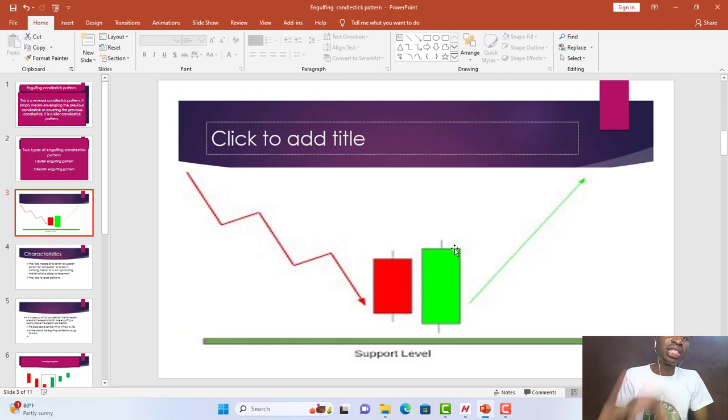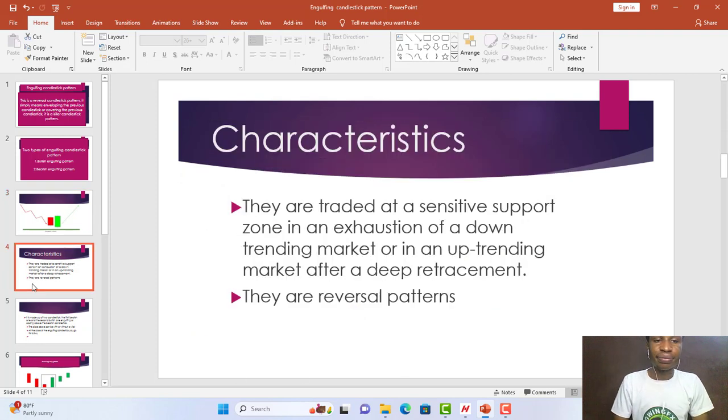But I'm also going to share with you the unusual way to use it so you can be profitable, and another pattern which I use too. But before getting to our chart, let me share the characteristics with you.